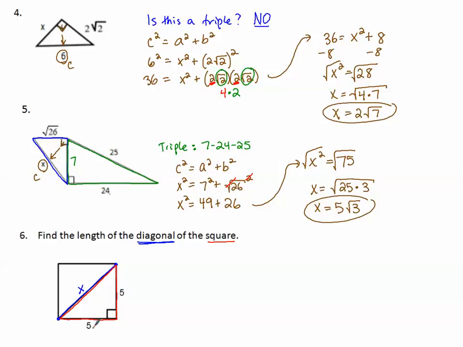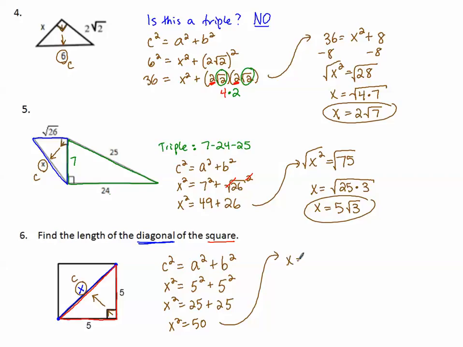I don't think 5 and 5 are part of a triple. In fact, you should know a triple never has two of the same numbers. So I'm going to go to Pythagorean theorem. C squared equals a squared plus b squared. Here's my right angle. Use that as an arrow. There's my c. X squared equals 5 squared plus 5 squared. X squared equals 25 plus 25. X squared equals 50. Take the square root, x equals square root of 50. Again, not a perfect square, so let's take the square root by simplifying. 50 is 25 times 2, so x is 5 square roots of 2.